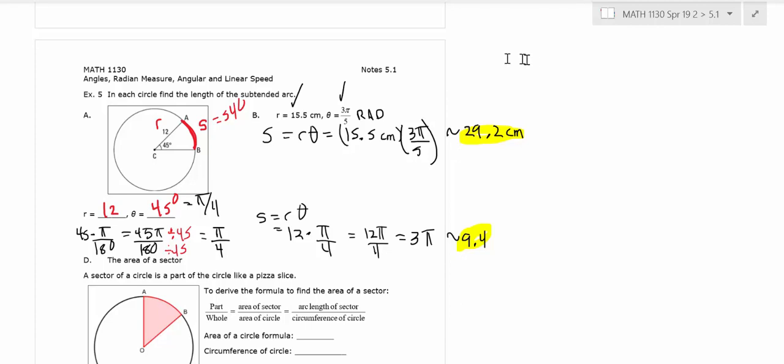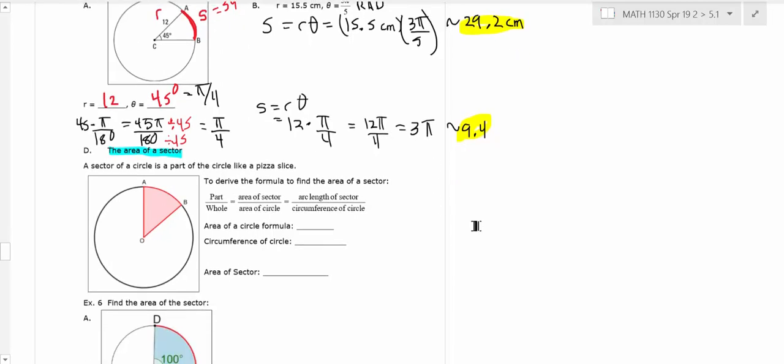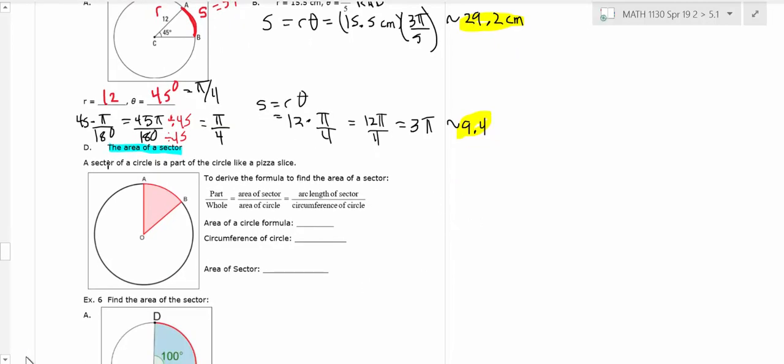S equals r theta. The other thing we're going to look at is area of a sector. This is another application of angles and shows students why we've got to have radian measure. What we're going to do is develop a formula. A sector is just a piece of the circle. Again, this is the center of the circle, that's the arc length S, that's the radius, and that angle there we're going to say is theta.